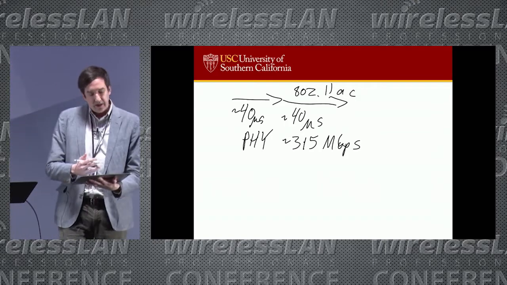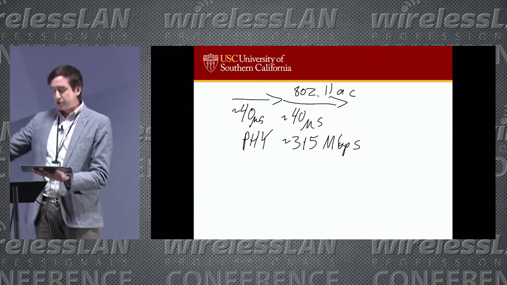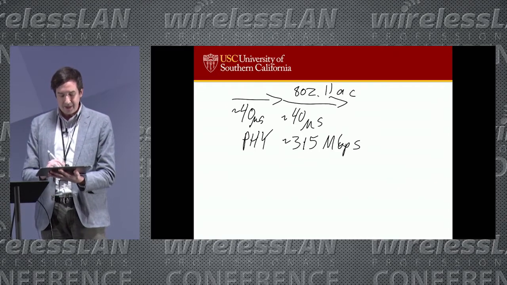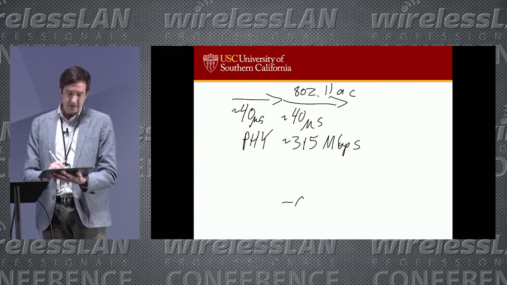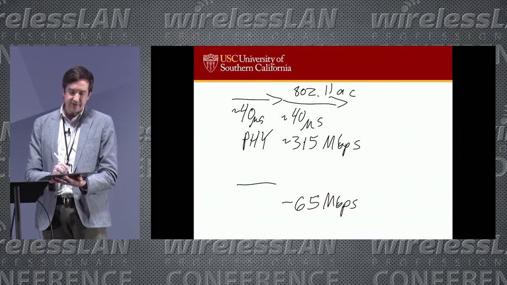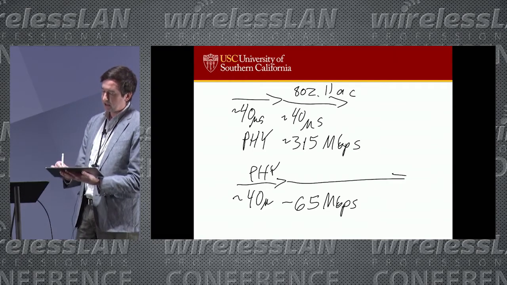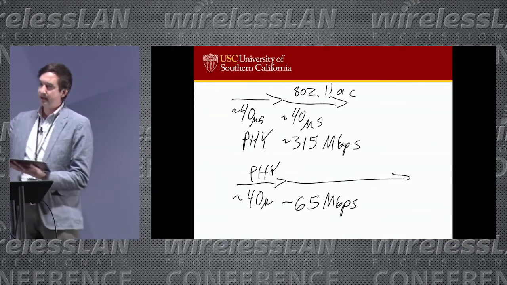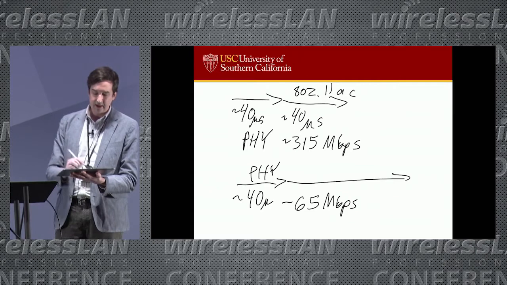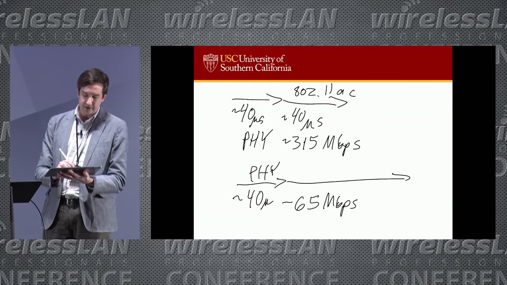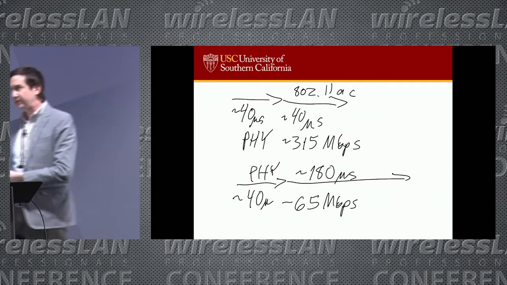But if you have low rate traffic, if you're down, say, in the mid 60s, let's say about 65 megabits per second, you still have the same approximately 40 microsecond physical layer, but that data link layer, your 802.11 header and your actual application data, that's going to be in the hundreds. That's going to be somewhere around 180 microseconds that you're using there.